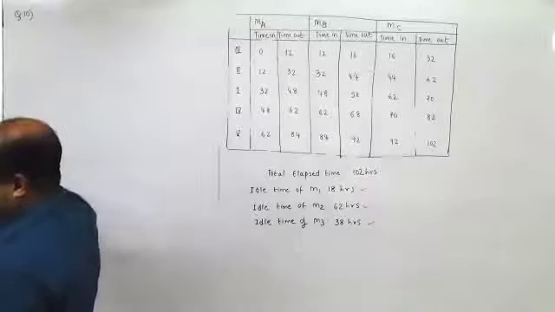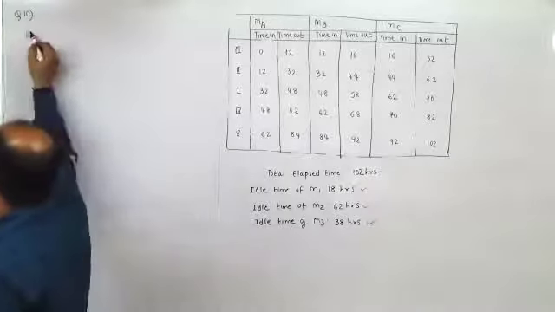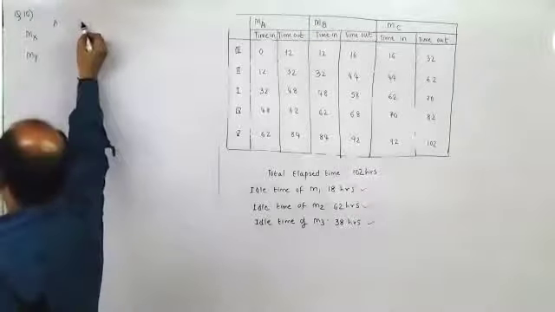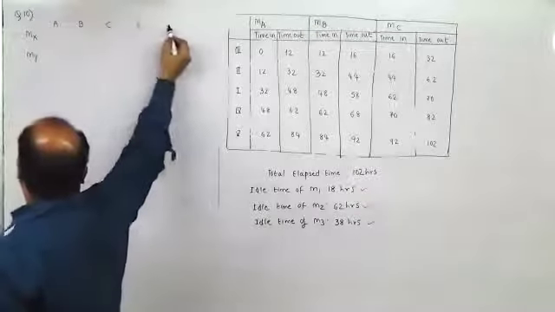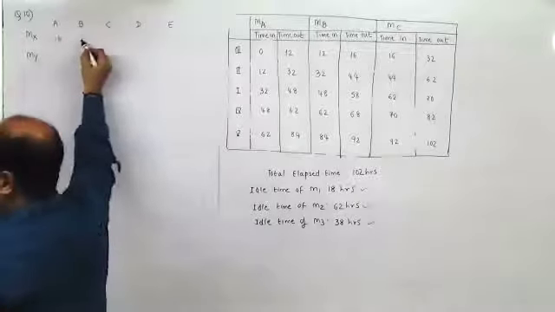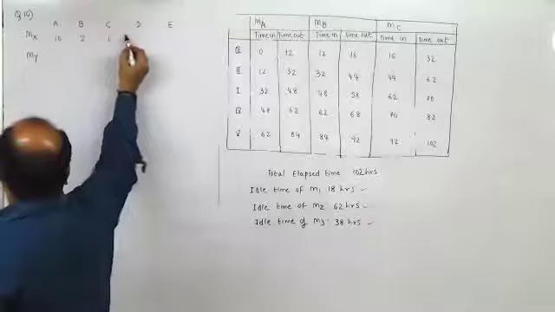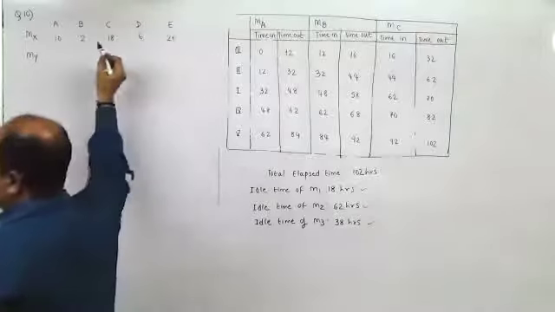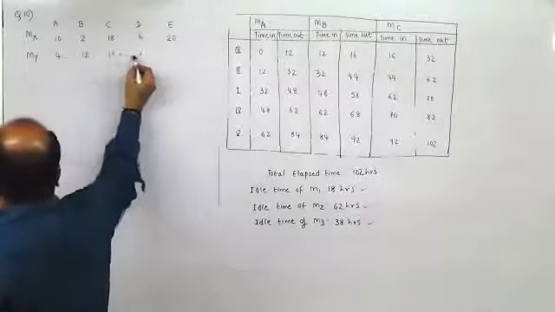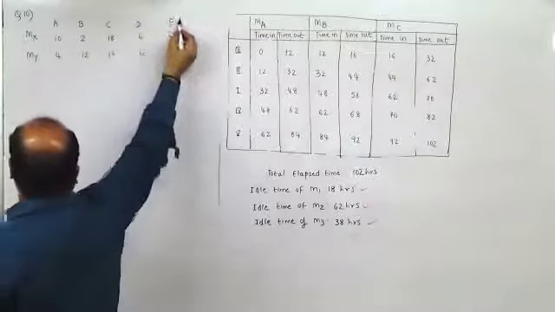Tenth one, machine X and machine Y. This would be A, B, C, D and E. This is 10, 2, 18, 6 and 20. This would be 4, 12, 14, 16 and 8.